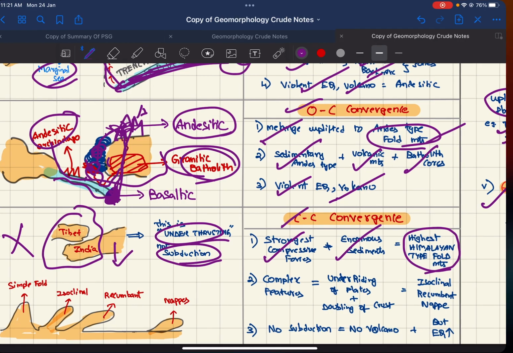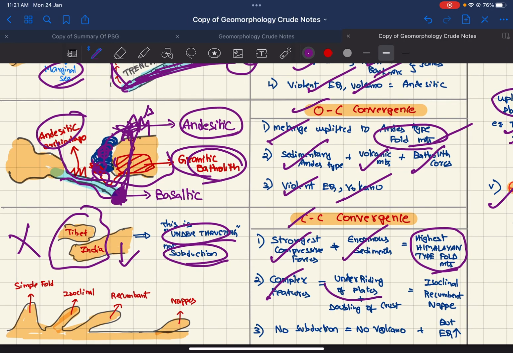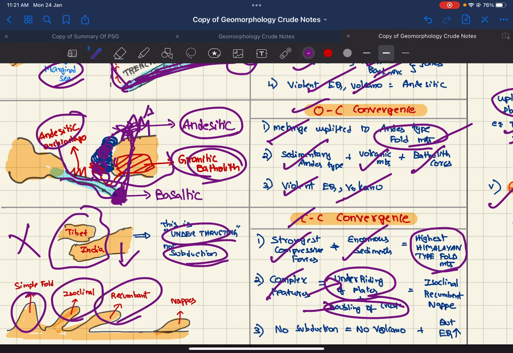fold mountains. Also, complex features will be formed because of very high forces and underriding of plates and doubling of crust. These are simple folds, but if the forces are too strong, there will be isoclinal, recumbent folds, and nappes will also form. Since there is no subduction, there will be no volcano, but the earthquakes will be there.